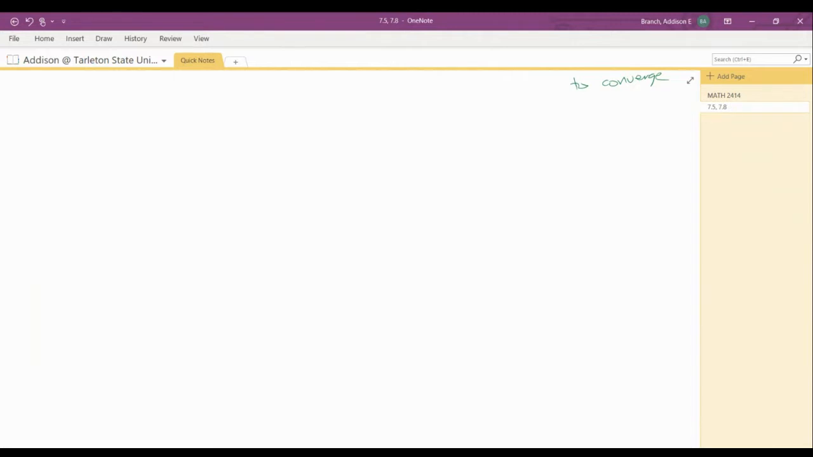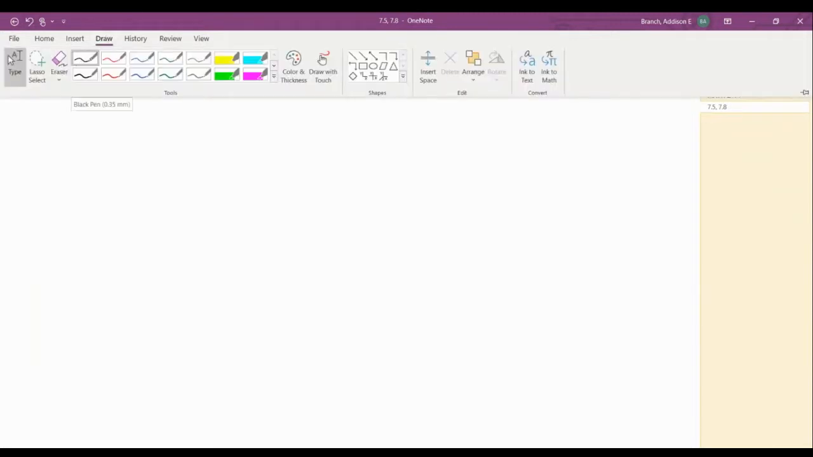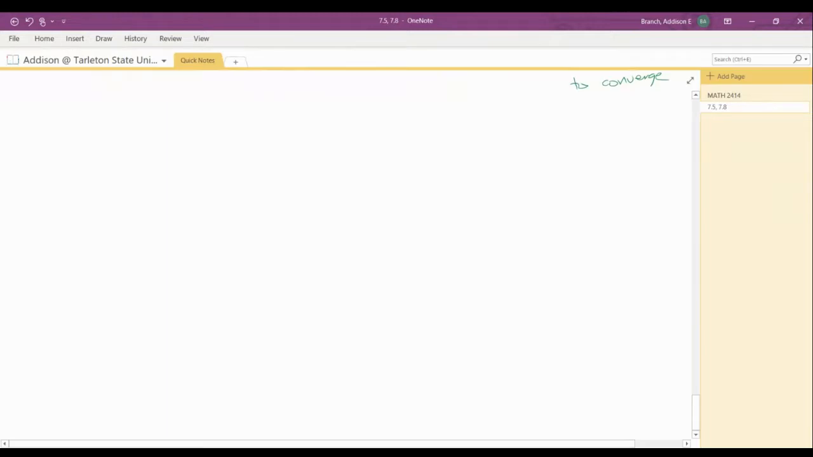So for both of these, we want to figure out if they are convergent, and if they are convergent, what number they converge to. So for our first one, we are going from 1 to infinity of 1 over square root of x.